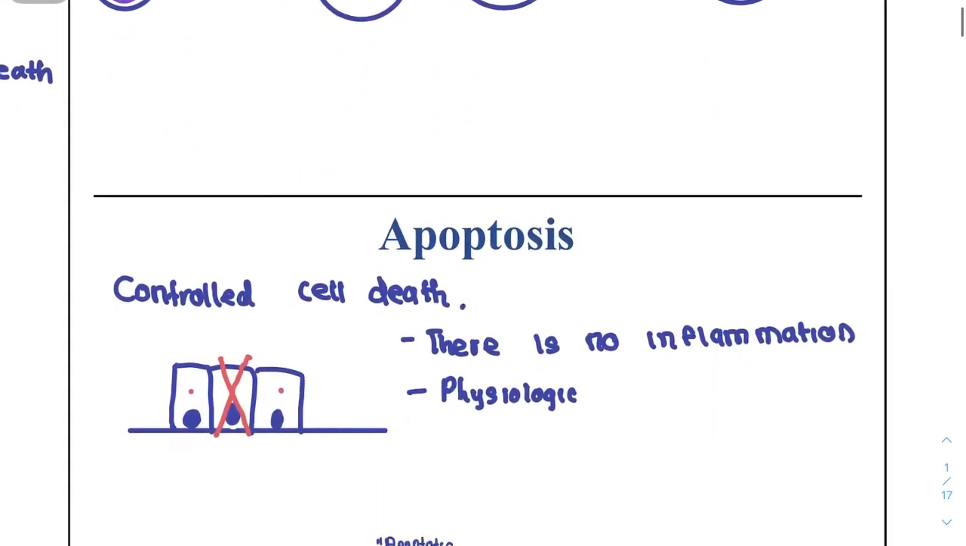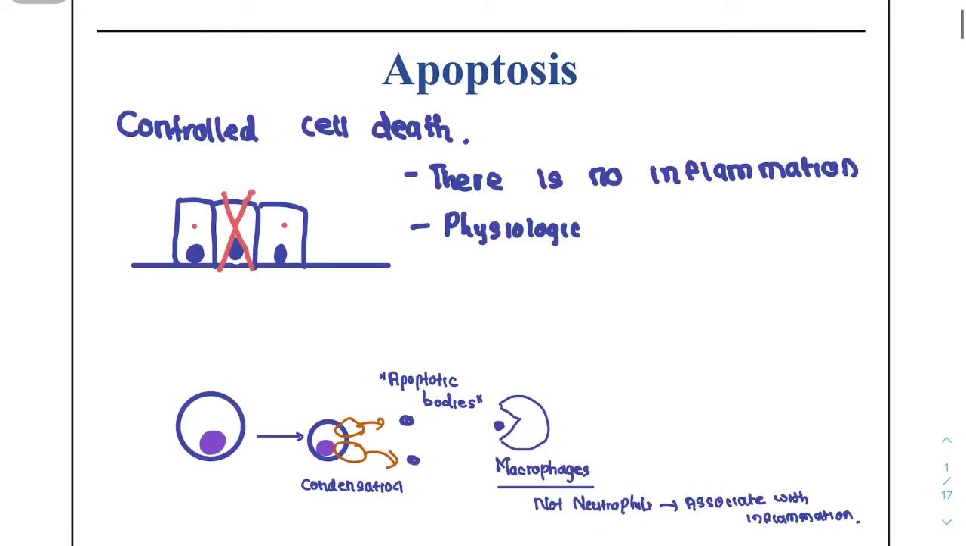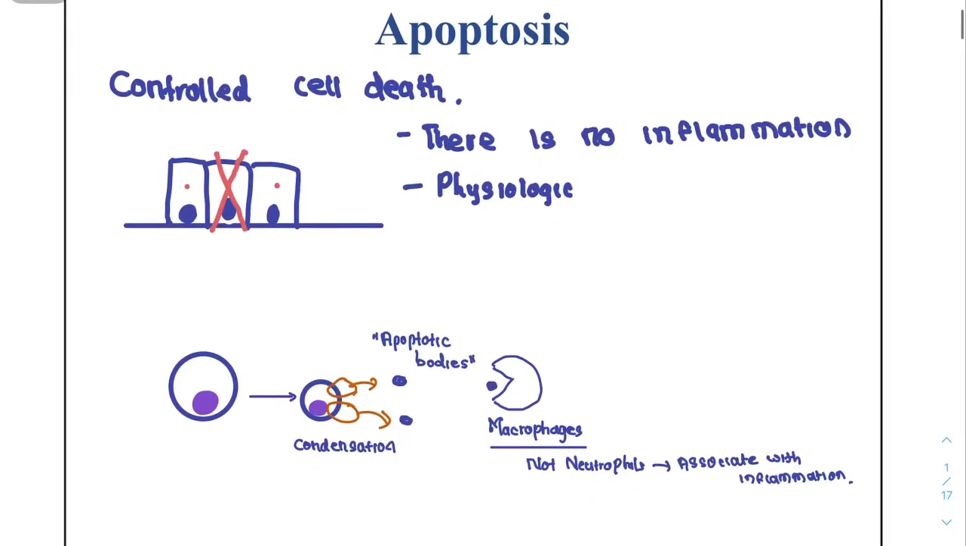Cell death is of two types. One is controlled cell death, where the nucleus tells the cell, okay, it's time to die now. This is a physiologic response and there's no inflammation. This involves individual cells.